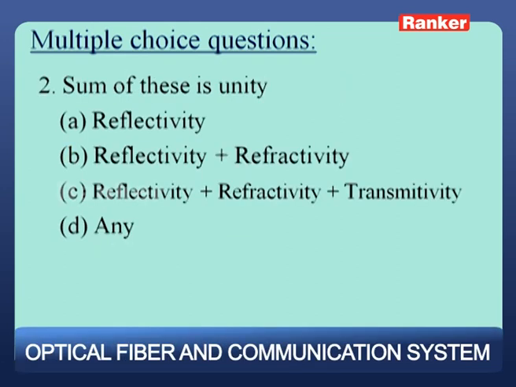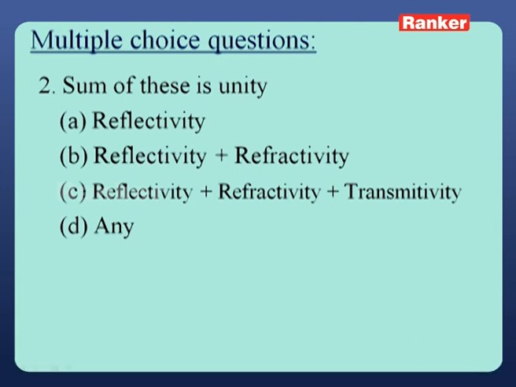Next question. Sum of these is unity. Option A, reflectivity. Option B, reflectivity plus refractivity. Option C, reflectivity plus refractivity plus transmittivity. Option D, any. Before answering this, observe what parameters are given to us. Whenever the light is transmitting in our optical fiber, it may take refraction if the angle is not suitable. It may take reflection within the core itself, and it will take transmission to the clad also.